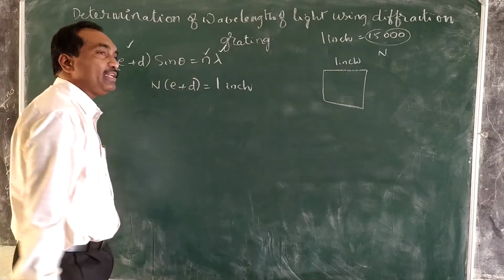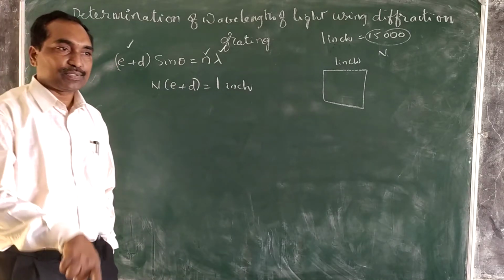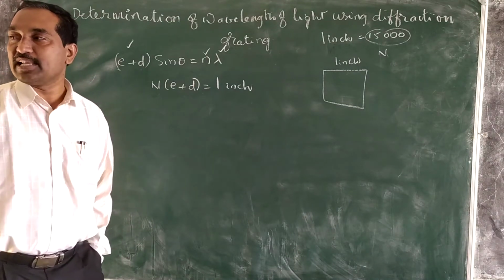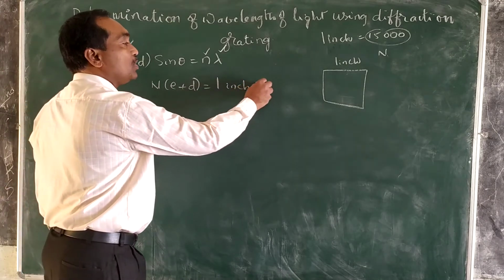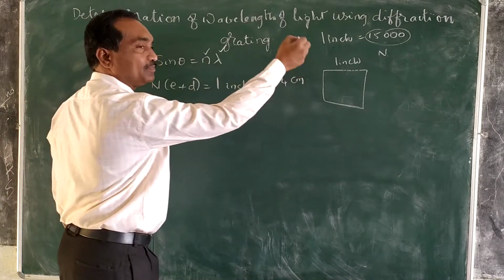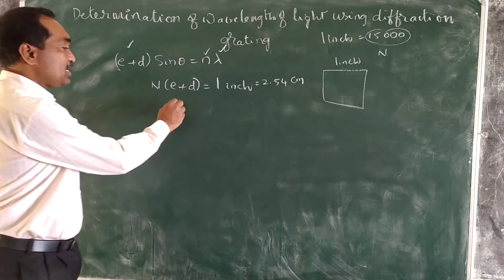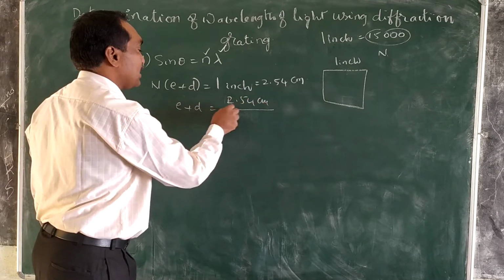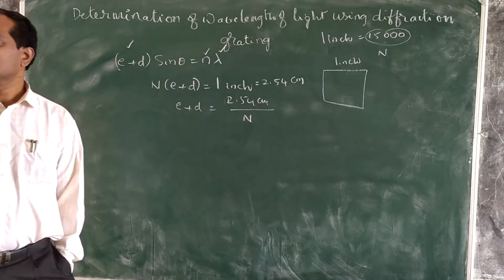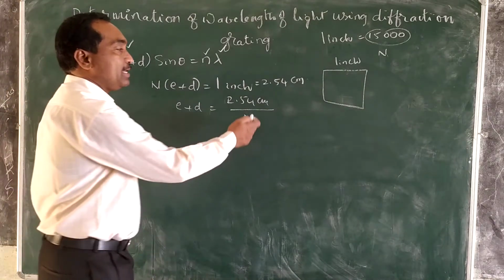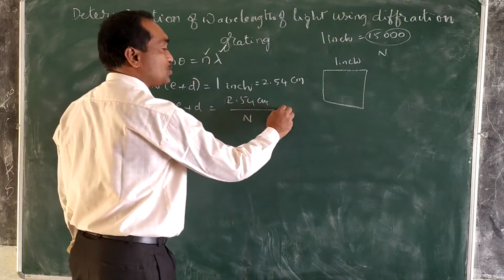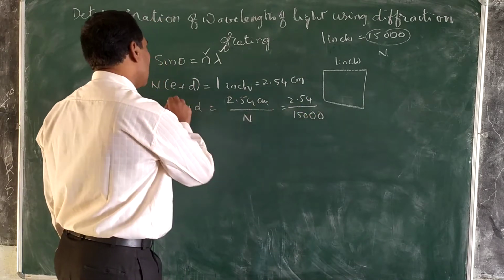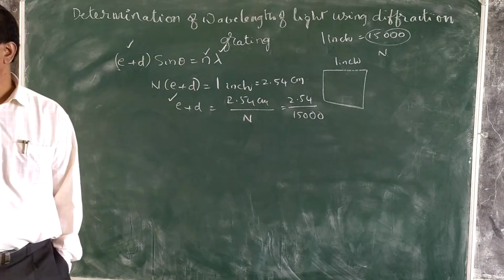But in all the calculations we will use either CGS units or SI units. In CGS units we use centimeters for length. So we know 1 inch is equal to 2.54 centimeter. So (e + d) is equal to 2.54 centimeter by capital N. In most cases, our laboratory has N equal to 15,000, that is 2.54 by 15,000. That is the grating element we can substitute in this formula.